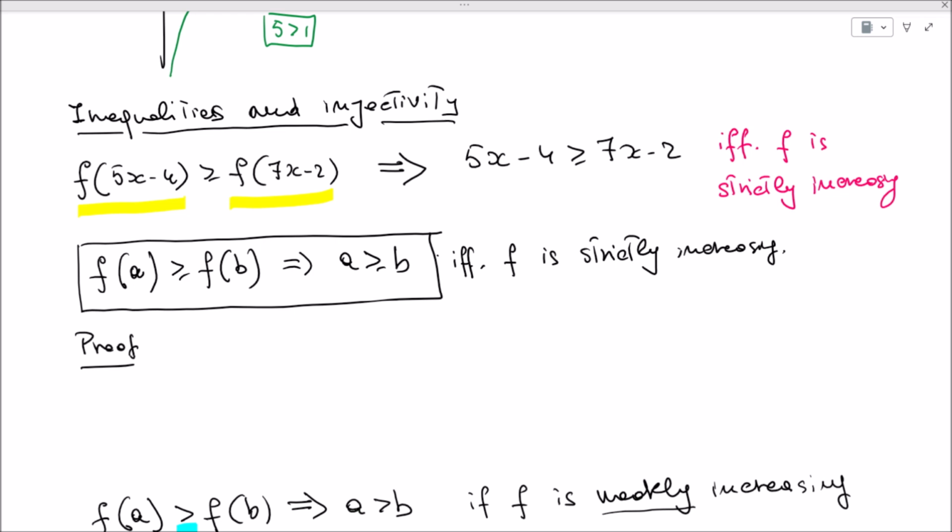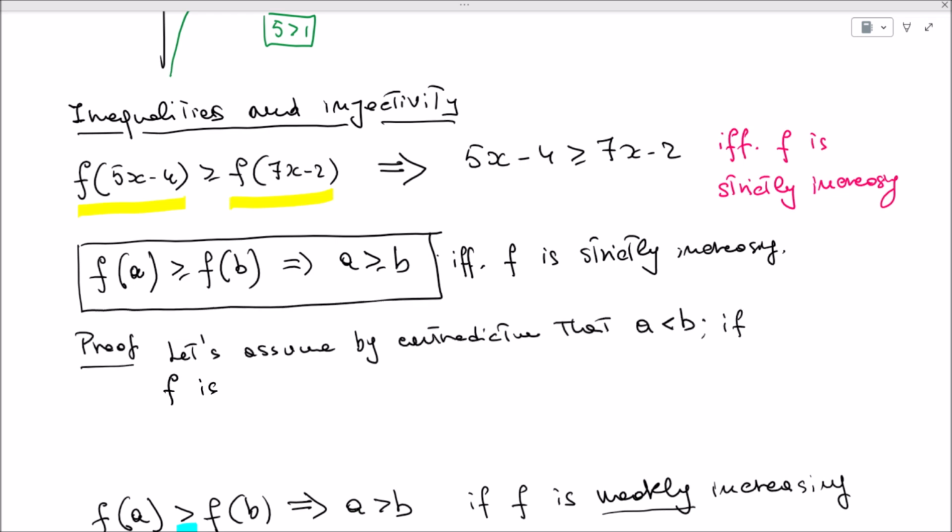Well, let's assume by contradiction that a would be less than b. Now, if f is strictly increasing, then it would follow what? Well, from a less than b, it would follow that f of a would be less than f of b.